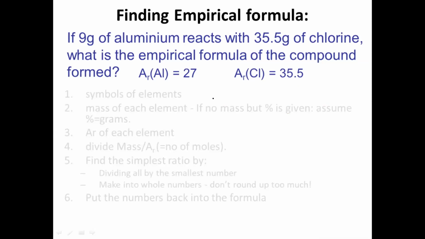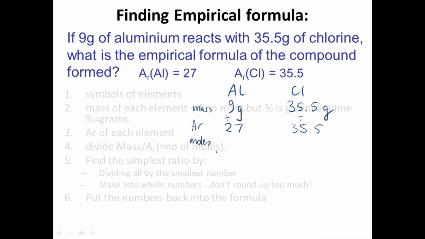Okay, so we're going to first write the two symbols. So we've got Al and Cl, and then the mass of each element underneath. They said we've got 9 grams of this, and then 35.5 grams of Cl. Then we have our ARs that we put underneath, which is 27 for Al and 35.5 for Cl, right? And then we divide them. So this is your mass, this is your AR, and then you get your moles, right?